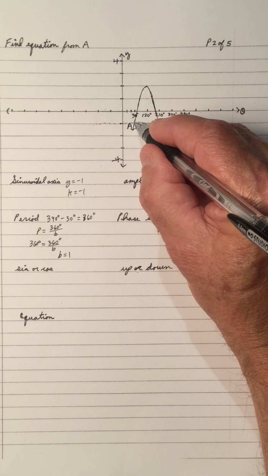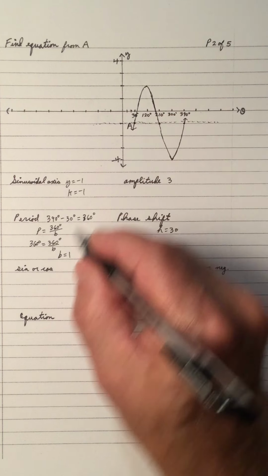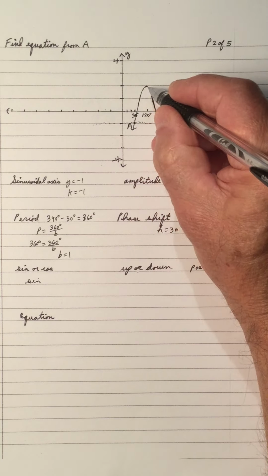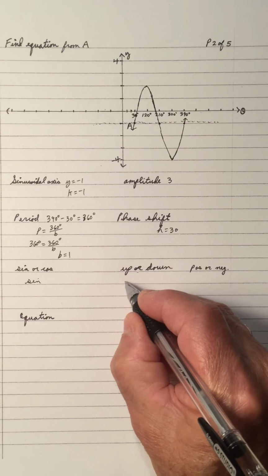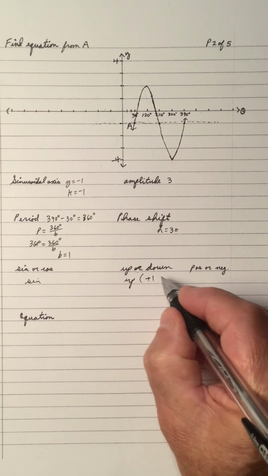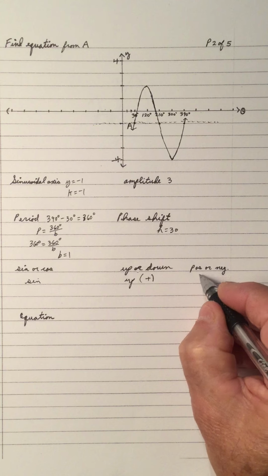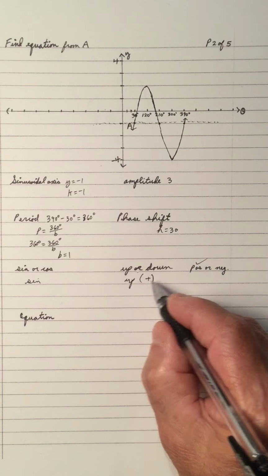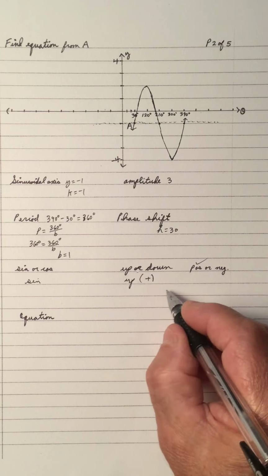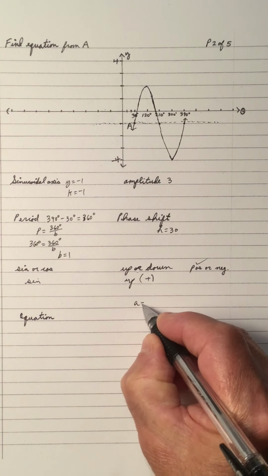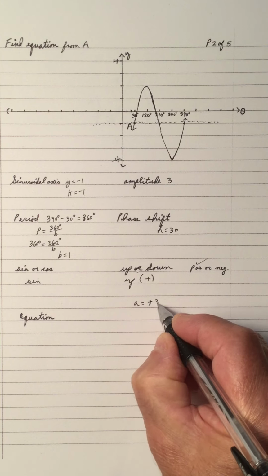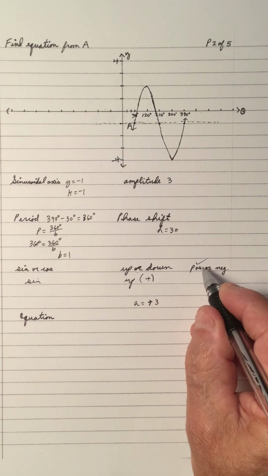Now, going up from A on the sinusoidal axis means we have a sine graph. And notice we're going up, so because we're going up, it's going to be positive. So that means that A is positive. A is a positive 3 because the sine graph is going up.